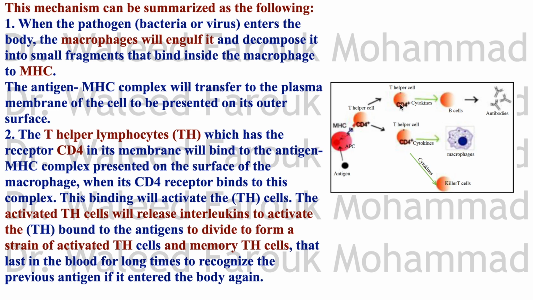ال T helper cells secrete interleukins، ده يخليها تنقسم to form a series of activated T helper cells and memory T helper cells. Okay? ودي will last in the blood for a long time. تقدر recognize الانتيجين اللي دخل البادي قبل كده وتهاجمه.